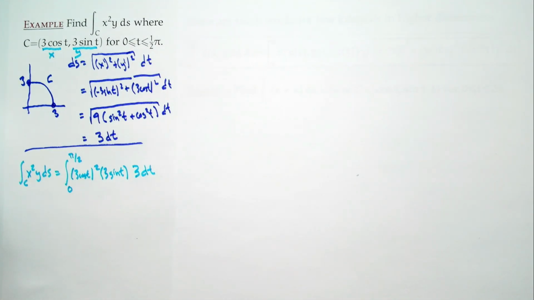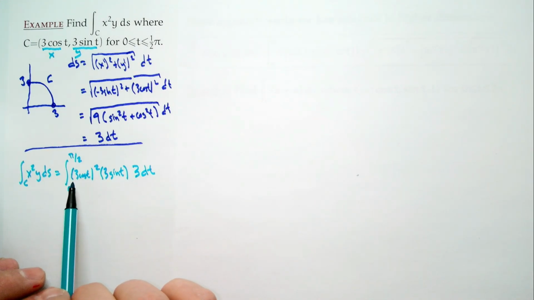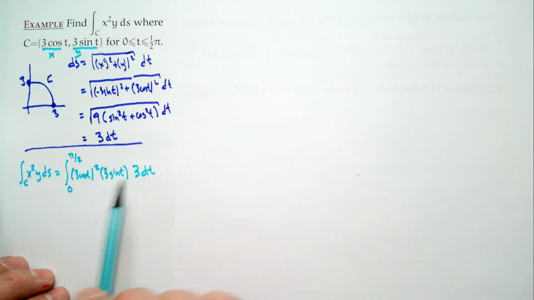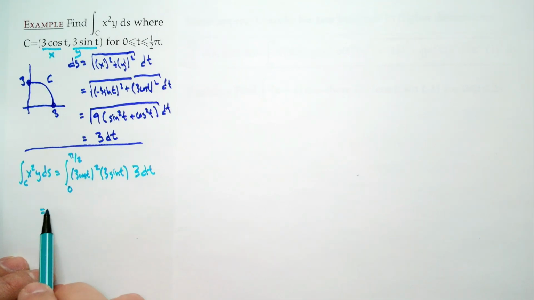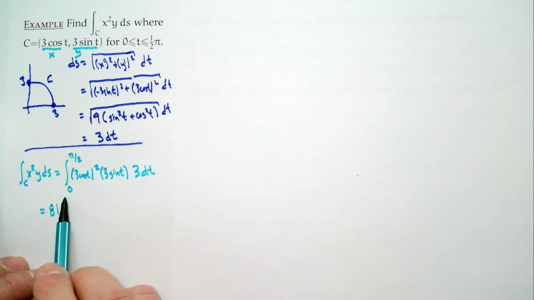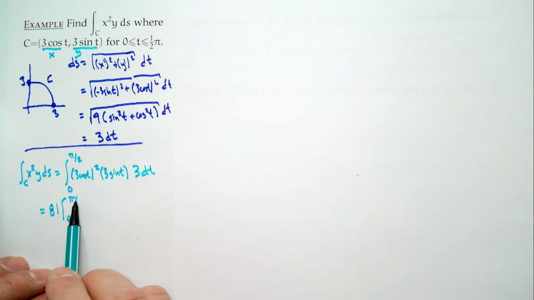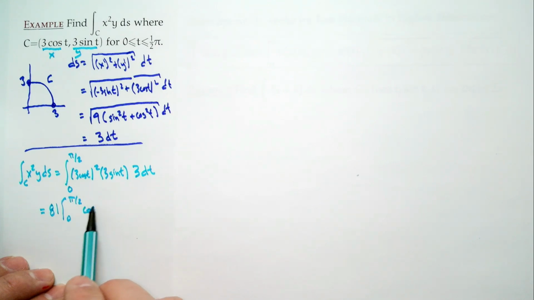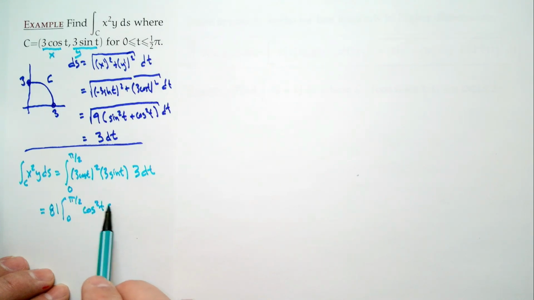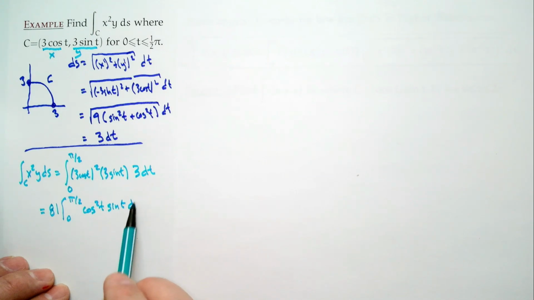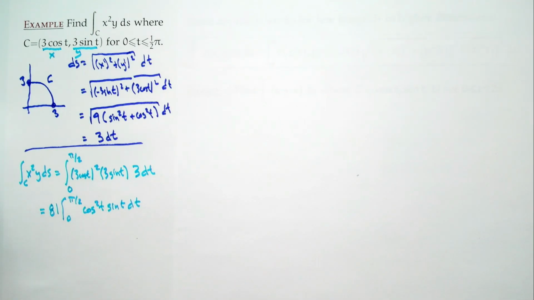So there's our integral. Now, it turns out this is very nice. You have a 3 squared and another 3 and another 3. So that gets you up to four 3's, which if you multiply that together gives you 81. Then you get the integral from 0 to pi halves of cosine squared t sine t dt. Now, how do you actually do this integral?